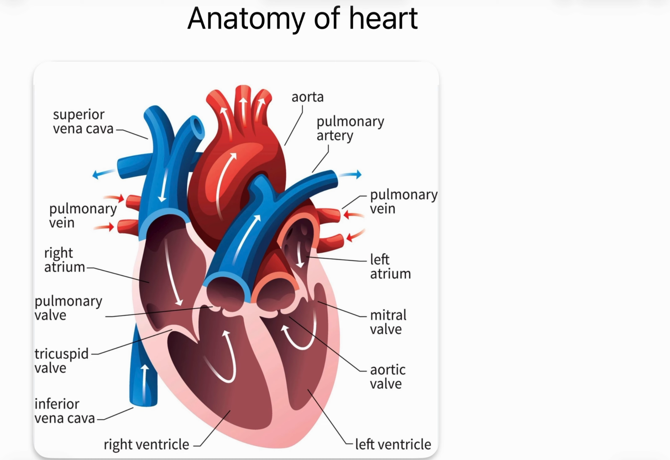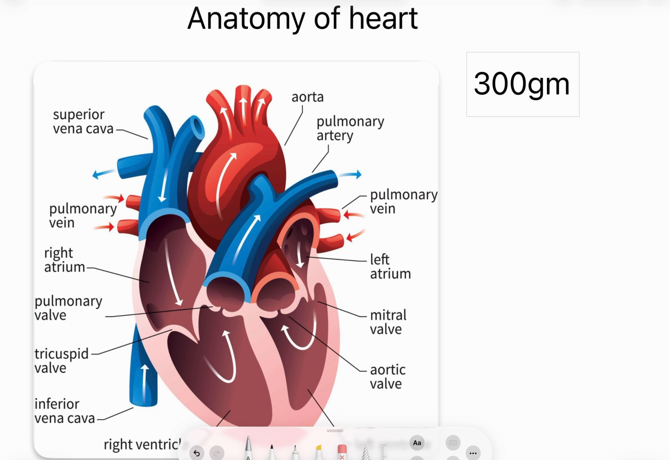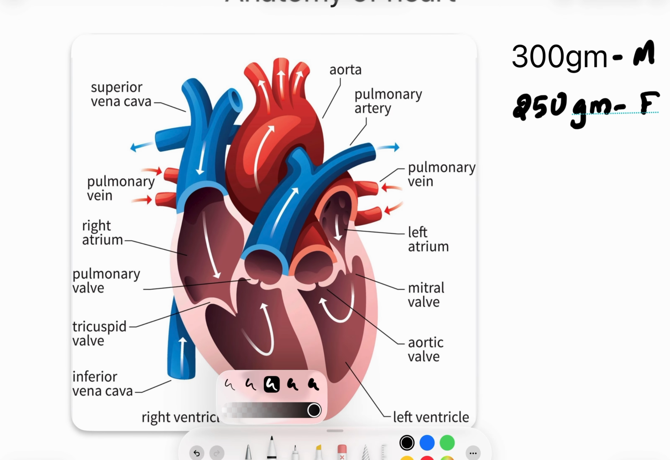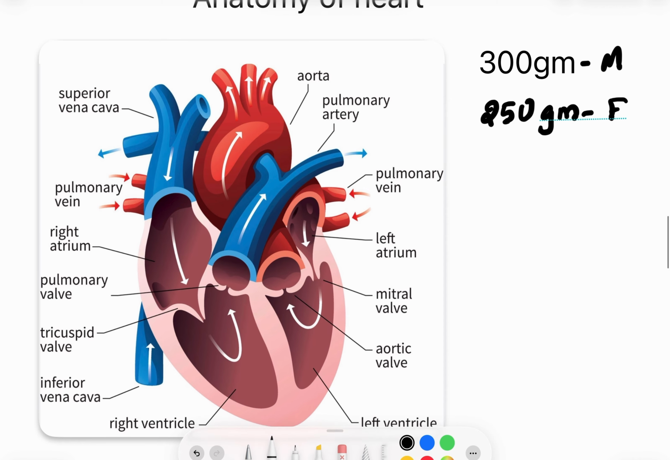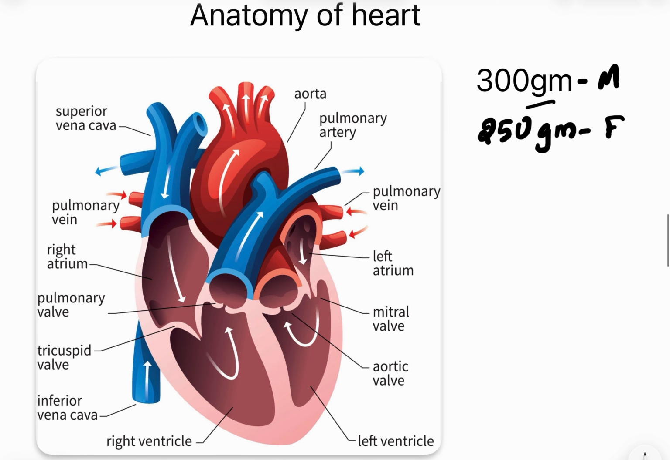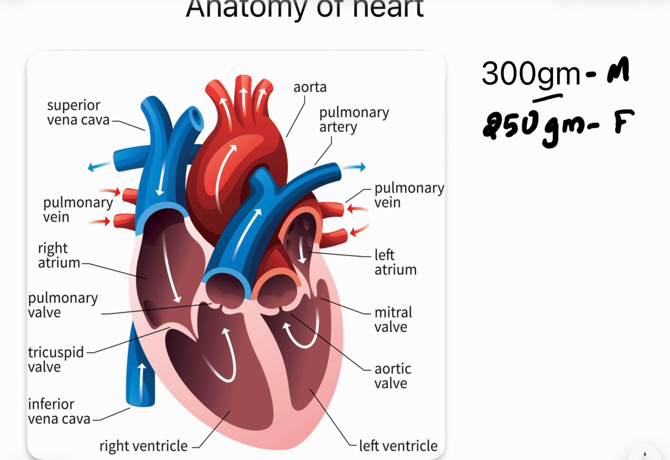Okay, so heart. Heart is a muscular organ, and the weight of the heart is approximately 300 grams in males and approximately 250 grams in females. So we learned heart is a muscular organ made up of muscles, and the weight of the heart is 300 grams in males and 250 grams in females. Here I have given an image of the heart.